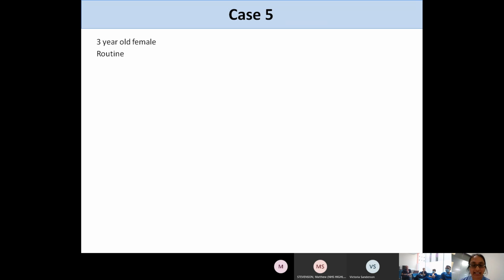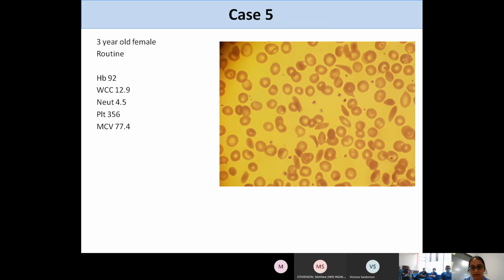Okay, so case 5. It's a 3-year-old female, and the clinical details were routine. And this was a routine blood film from Dr. Pinto's clinic, so I knew that there's probably some hematological problem going on. The hemoglobin was 92, the white cell count was 12.9, neutrophils were 4.5, and platelets were 356, so a mild anemia. And the MCV was normal at 77.4, but just low normal. And this was her blood film.